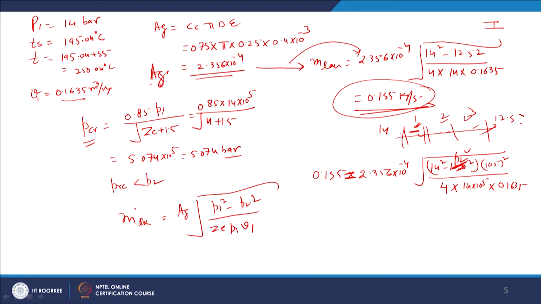And from here we will get the value of P2 because all are known, only P2 is unknown, and this 10 to power 5 will be cancelled with this, and here we will get the value of P2. When we are putting ZC is equal to 4, no sorry, this is ZC. So P2 is equal to under root 196 minus 9.915 ZC constrictions. Now we had wrongly put 4 here, we will not put 4 here.